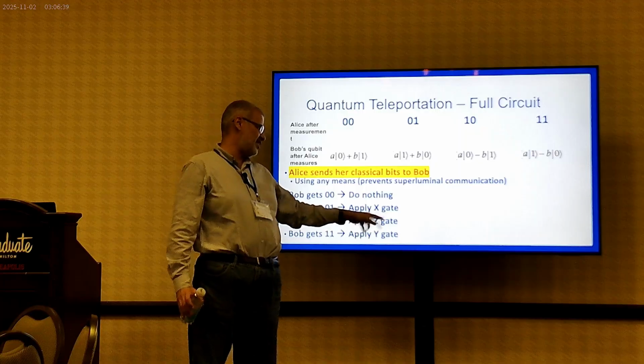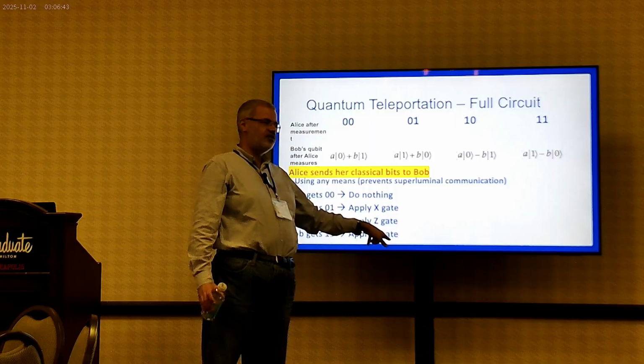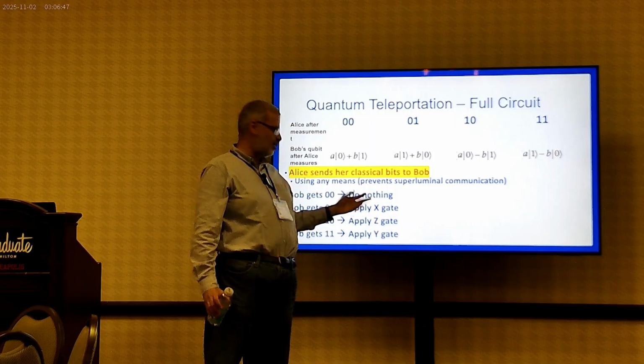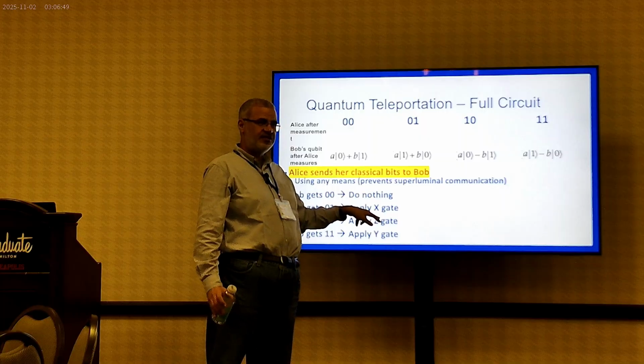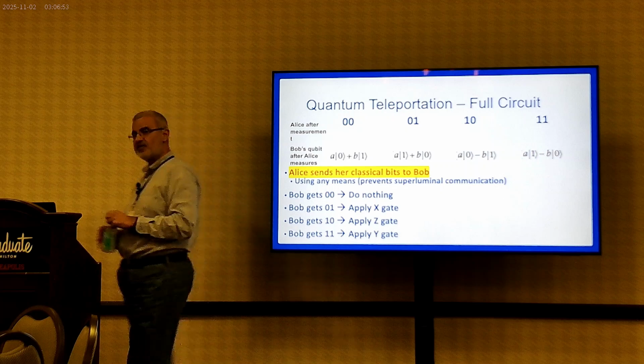If you get this, Z is the phase change. It switches from positive to negative. Actually, Y is a combination of X followed by Z. And actually, we said each one of these is a matrix. So basically, it's two matrix multiplications. You get the Y gate.